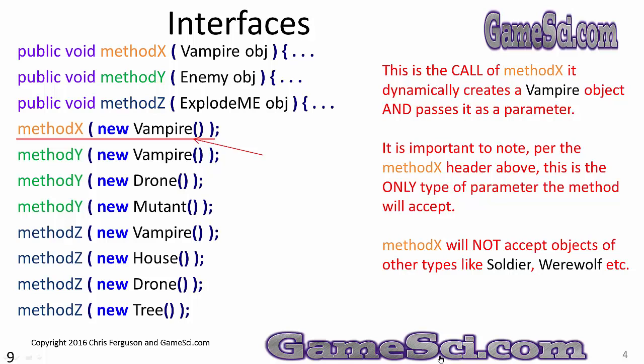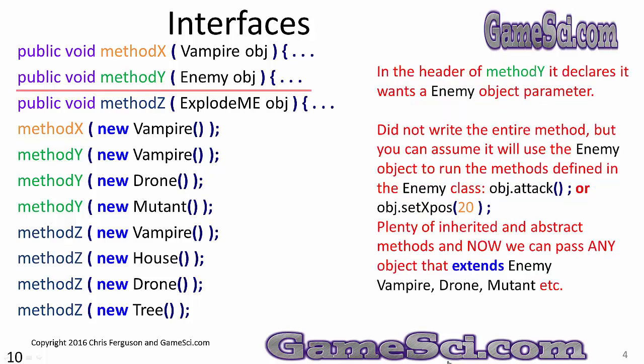It is important to note, per the method X header above, this is the only type of parameter the method will accept. Method X will not accept objects of other types like Soldier or Werewolf. When you declare a method with a specific type like Vampire as a parameter, all you can send to it is vampires.